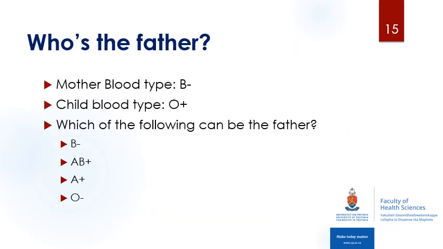So with your understanding of blood group inheritance, can you figure out which of these potential blood groups could be the father? You have a mother that's B negative and a child that's O positive. Which one of these blood groups could have fathered that child? We will discuss this in the in-person lecture, and I will give you guys the answer in that lecture.